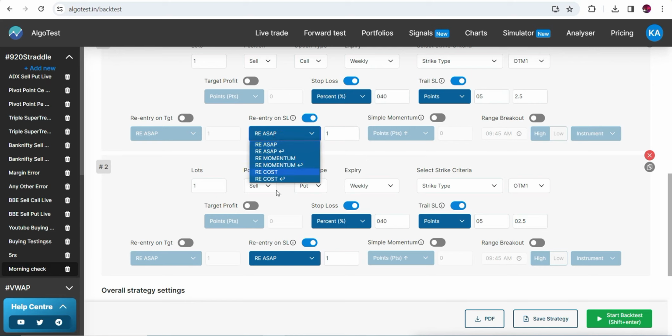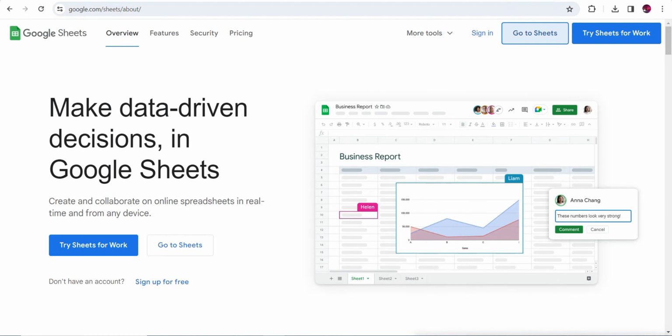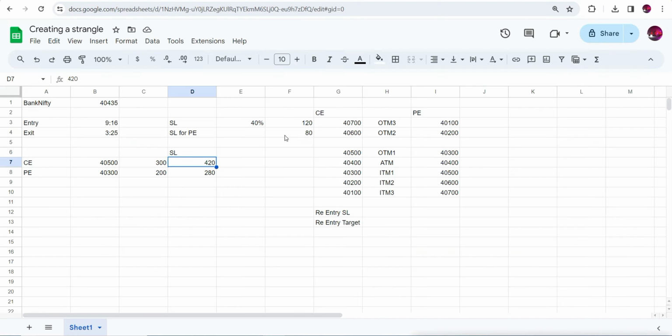There are many features here. We will discuss in detail one by one. For example, if I select ASAP here, how does ASAP work? Let me go here. So re-entry on stop loss is 1. On the target side we have not selected anything as we don't have any target. So re-entry on stop loss is 1.